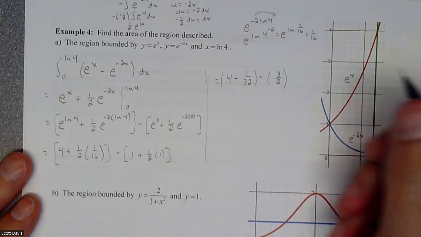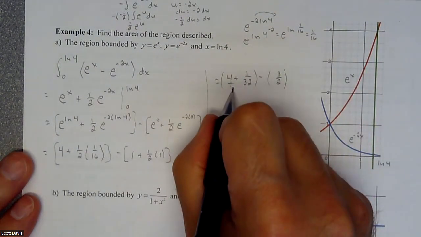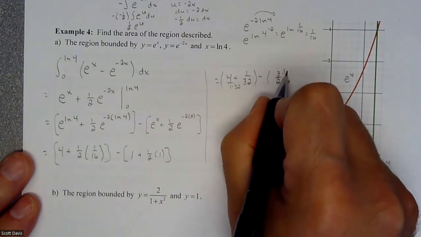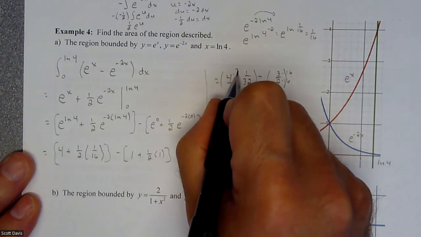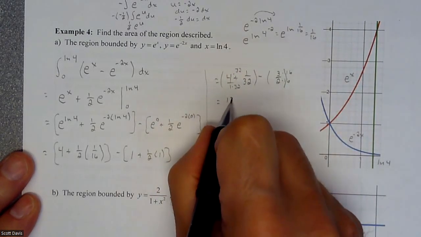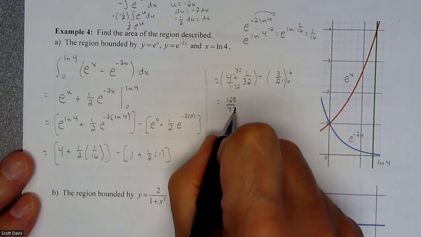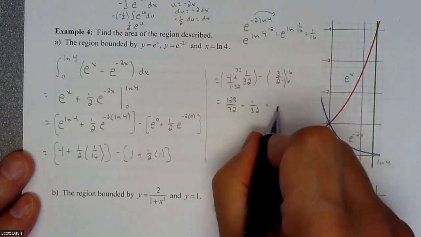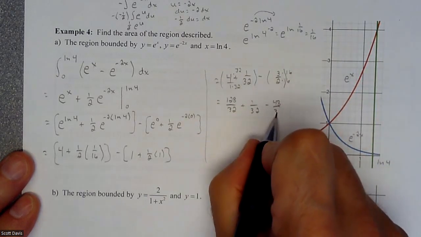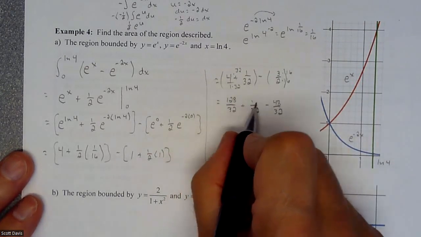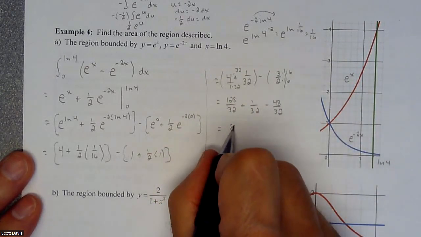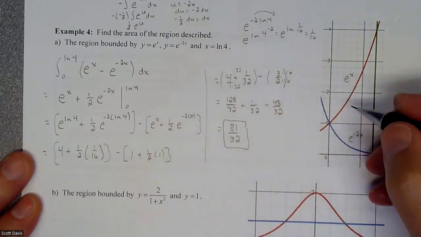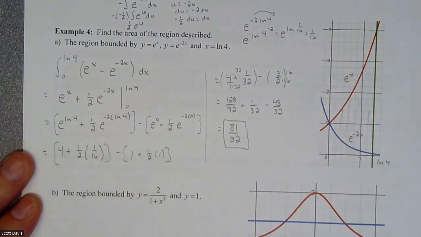All right, and then the last part is putting all this stuff together. So I need this denominator to be 32. I need this to be 32, so I'll multiply it by 16. Multiply the 4 times 32. So we are looking at 128 over 32 plus 1 over 32 minus 48 over 32. And if you add all the tops together, you're going to get 81 over 32. And that would be the area between those two curves.